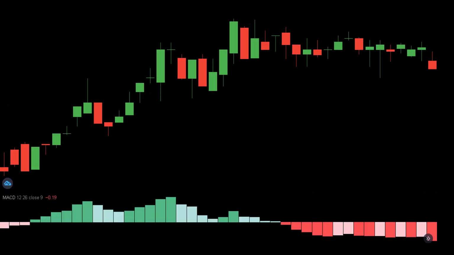In contrast, here we have a strong and clear divergence. Price forms a significantly higher high, while the MACD clearly forms a lower high. This type of divergence is much more reliable and can serve as a strong reversal signal.